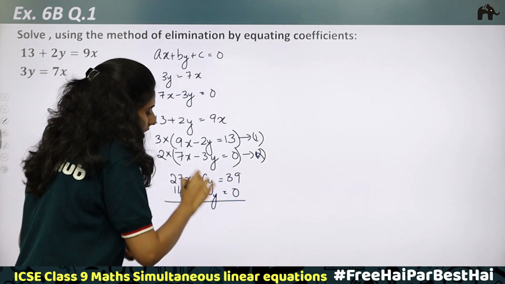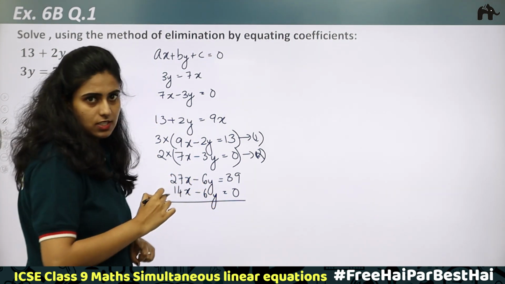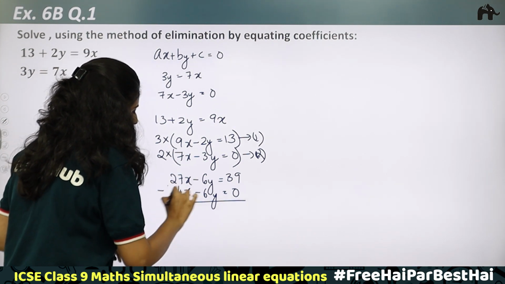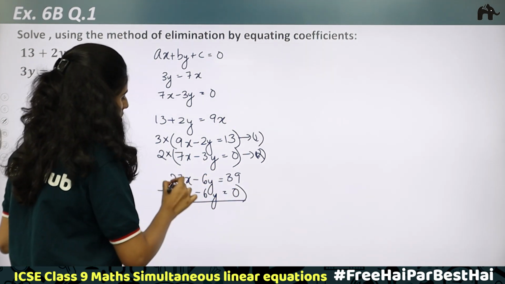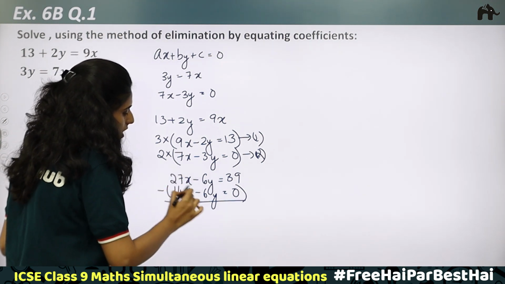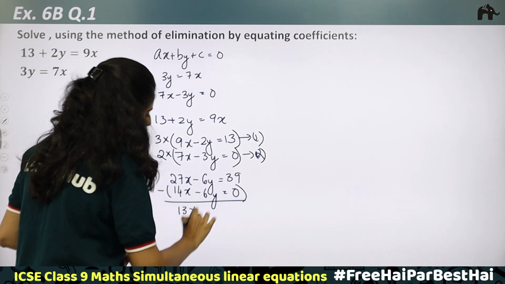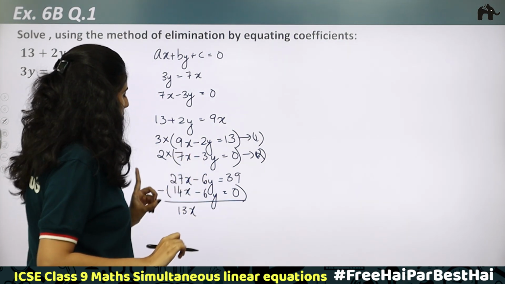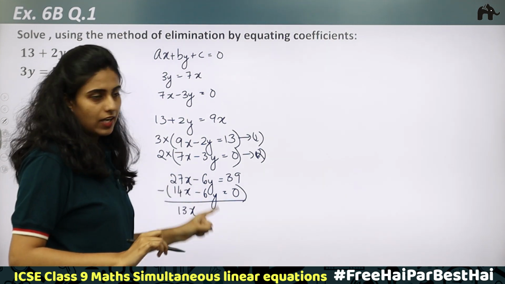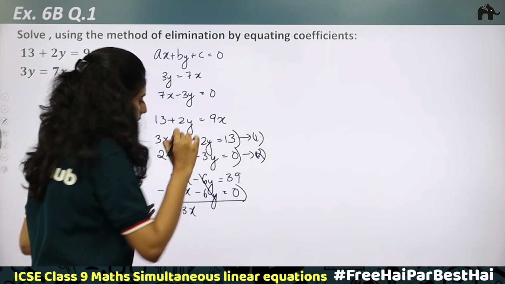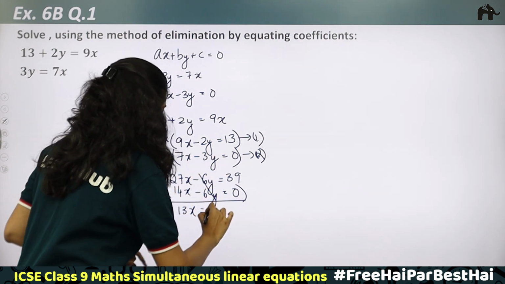For this to get cancelled, we need opposite signs. Here we have negative, so this should be positive. For that, we are subtracting the second equation from the first equation. Then what happens? Here we have 27x minus 14x, which is equal to 13x. Minus 6y minus of minus 6y, which means minus 6y plus 6y, that is 0. Okay, is equal to 39 minus 0 is 39.